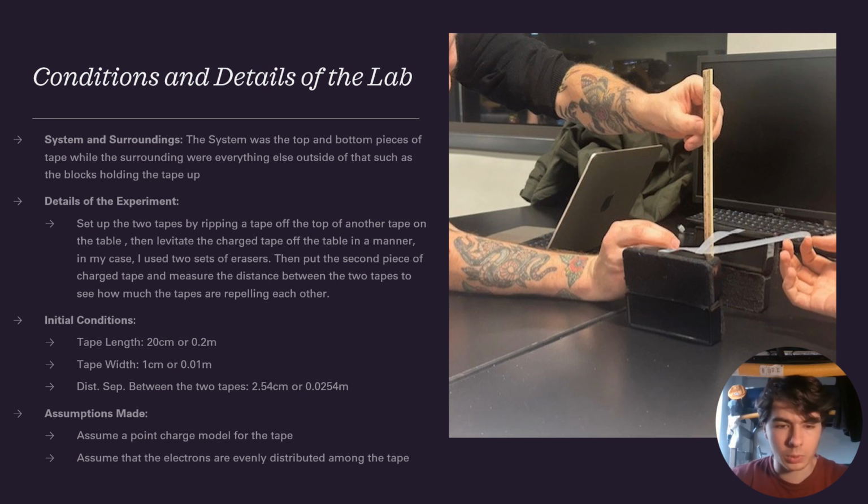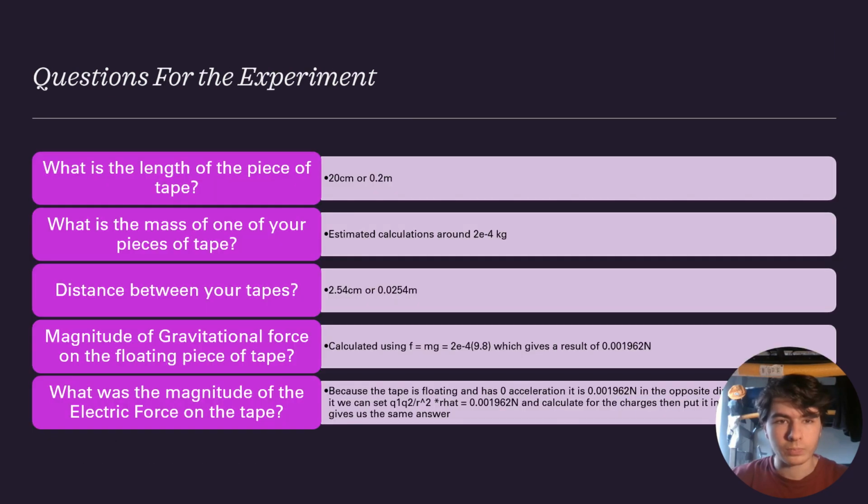Our initial conditions were that the tape length is 20 centimeters, tape width is 1 centimeter, and the separation distance is 0.0254 meters, or 2.54 centimeters. And we had to assume a point charge model for the tape in GlowScript. We also had to assume that electrons were evenly distributed among the tape, like they weren't more on the left side than on the right side, etc.